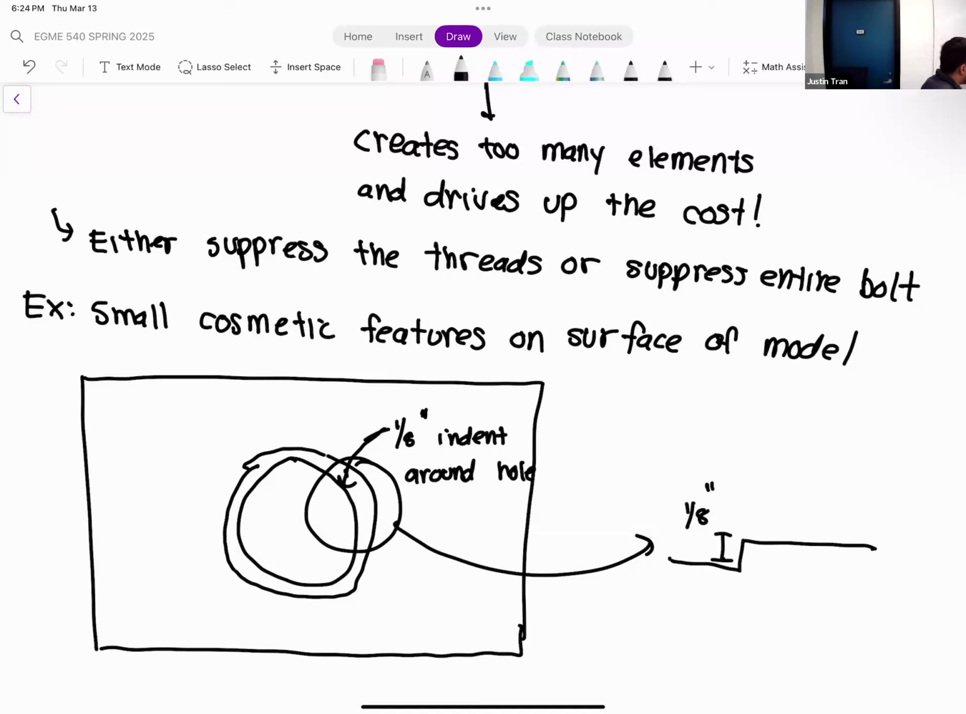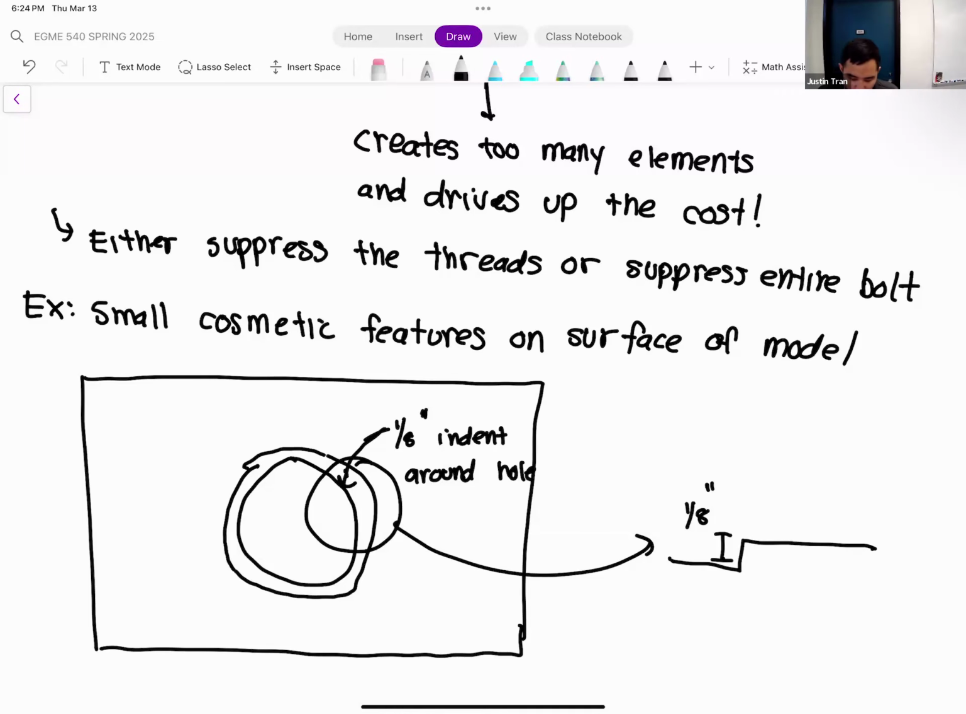Right, because we basically just imprinted that small ridge in there. And so ANSYS is going to see this, and it's going to say, all right, we have this small feature here that's 1/8 of an inch deep. And in order to capture it, our mesh must also be at most 1/8 of an inch.